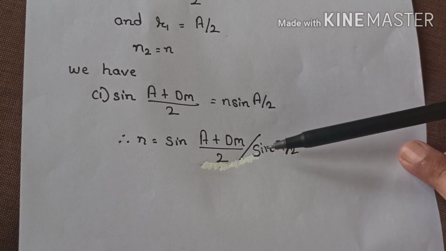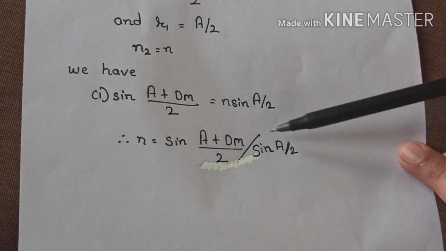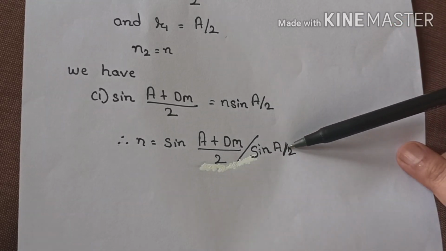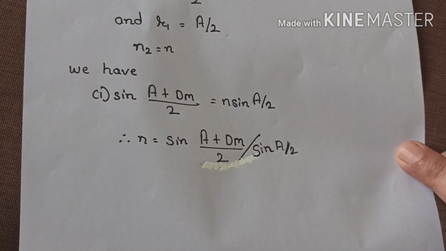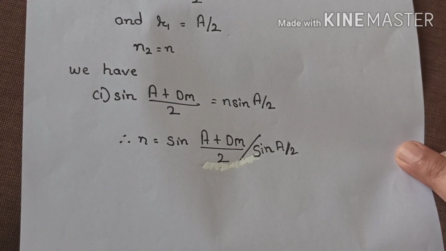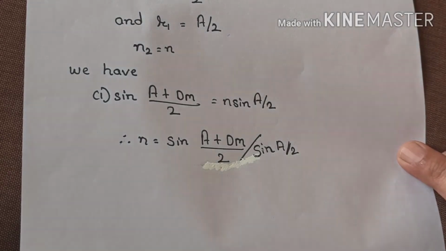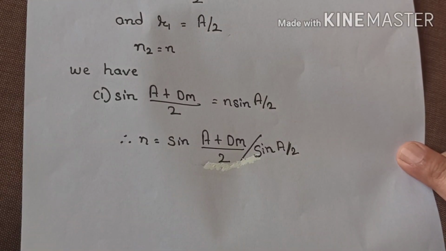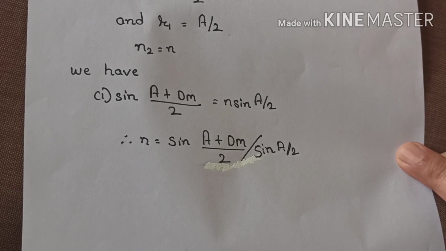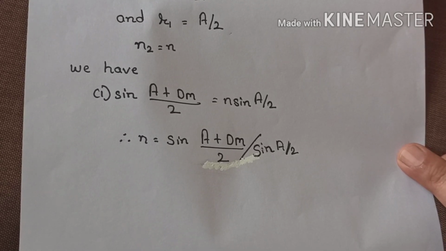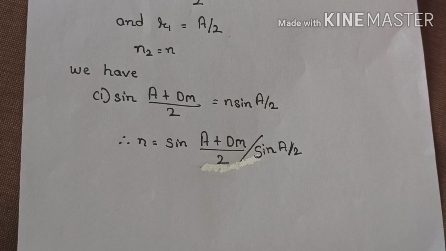If you make n the subject, this is a quite interesting and important expression for the refractive index of the prism in terms of the minimum deviation angle and the prism angle A. I want to mention that A is nothing but the prism angle. For a normal prism it is around 60 degrees.